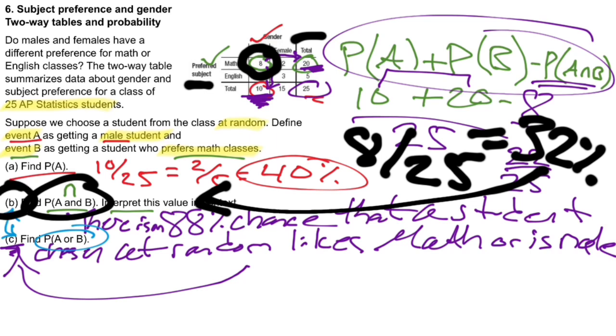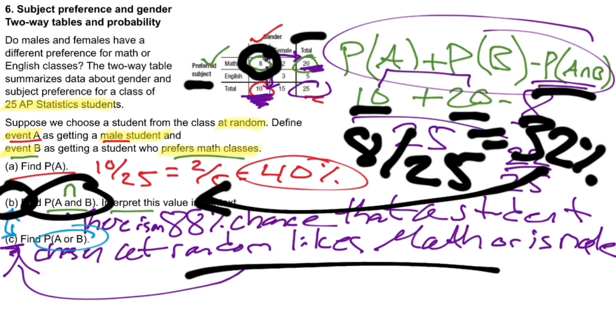And the answer to part C is what I wrote in purple, where we had to add up the two probabilities and subtract the intersection. Things got a little sloppy, but whatever. Hopefully you're listening, and this video will probably be redone in the future anyway.